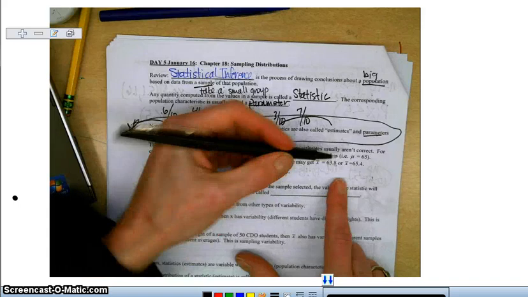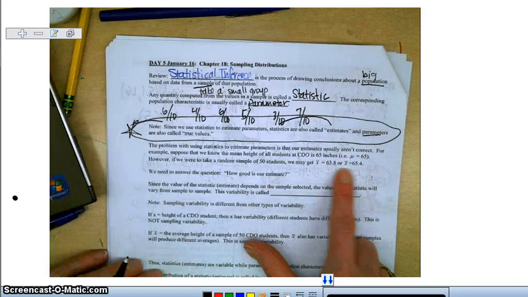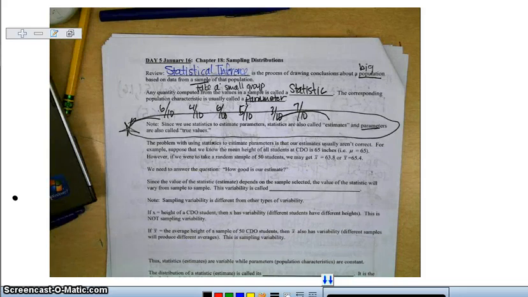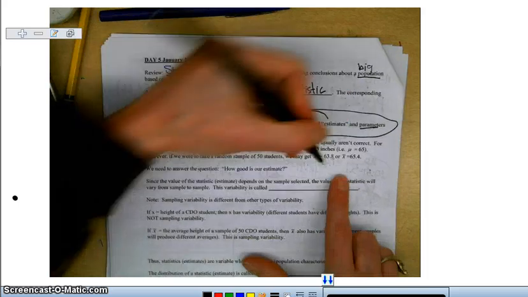You have no control over the sample. So you get a bunch of samples. That's still not exactly the true mean. So what I need you to realize is that the problem with statistics and with samples is that we're trying to estimate this value.